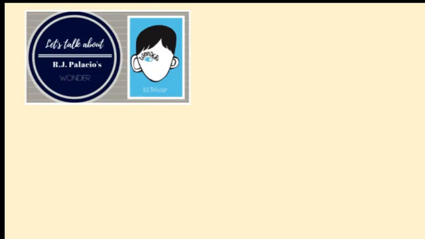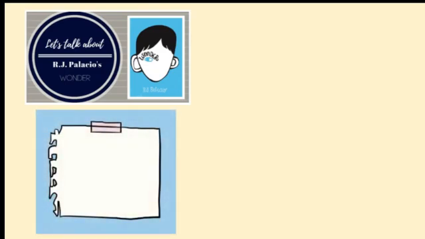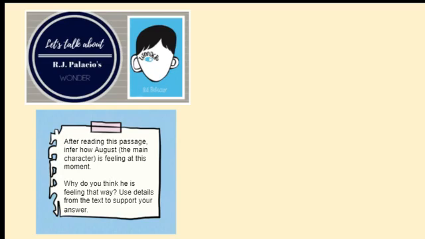So let's look back at our prompt from yesterday. We read a part of the novel where Augie had been called some different names. And Jack had said some very mean things about him. And Julian and some of the other boys were laughing at some of those mean things that had been said. So our prompt says, after reading that part of the novel, we need to infer how August, the main character, is feeling at this moment. Why do you think he is feeling that way? And we're going to use details from the text to support our answers.